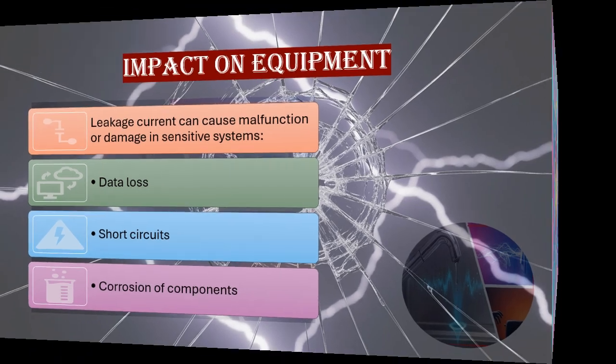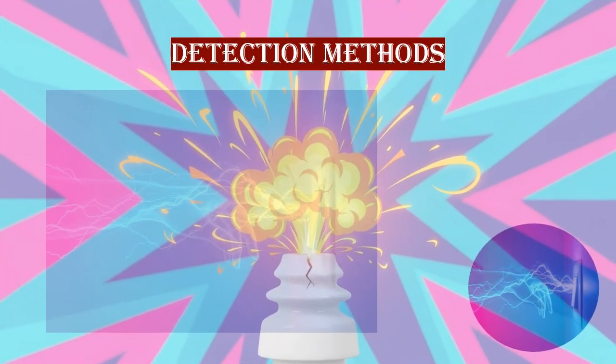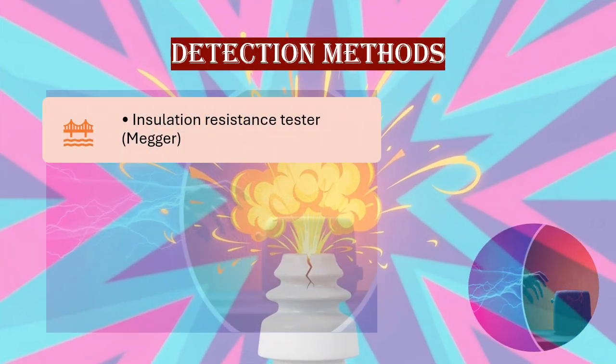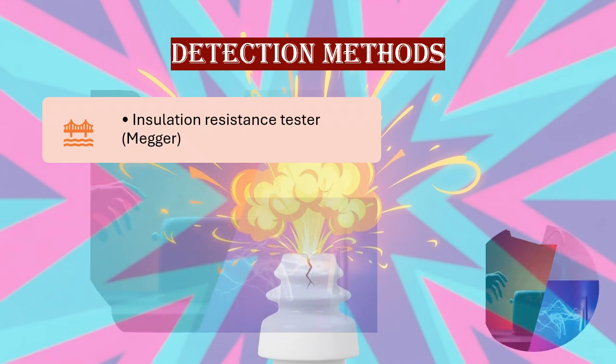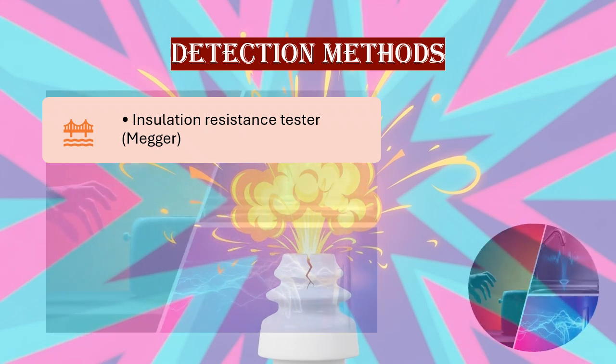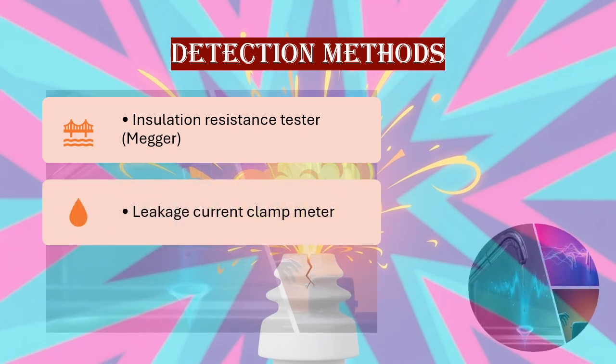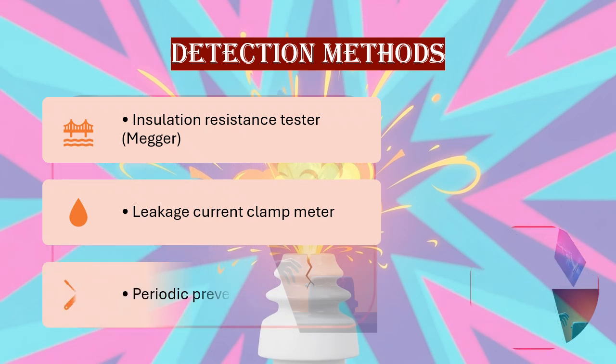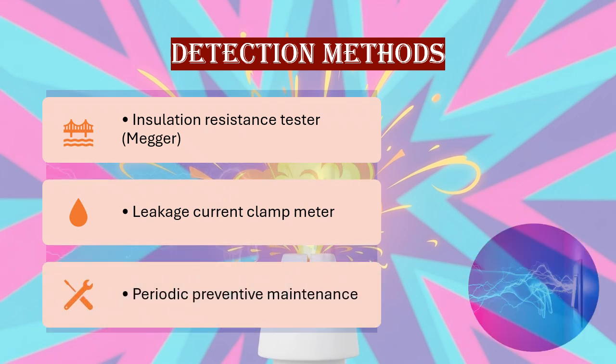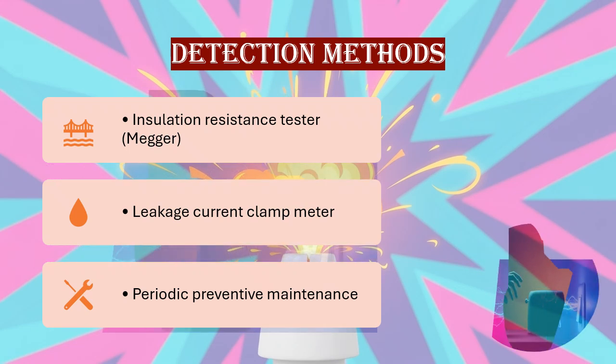Detection methods. To detect leakage current, engineers use tools like insulation resistance testers, commonly known as megas, or specialized leakage current clamp meters. Routine inspections and preventive maintenance help identify early warning signs before the situation becomes critical.